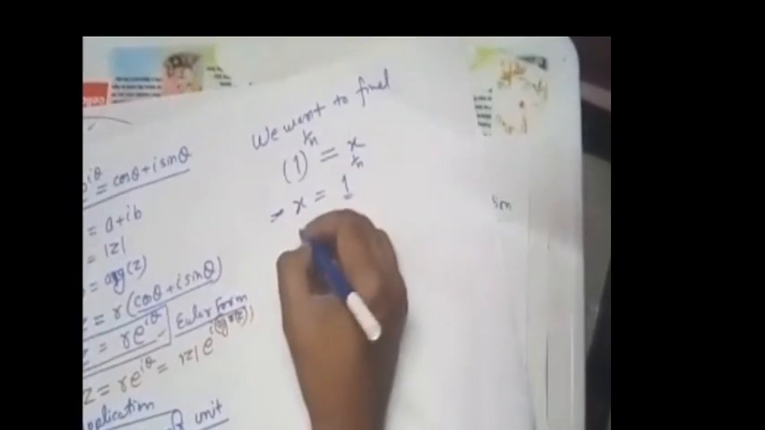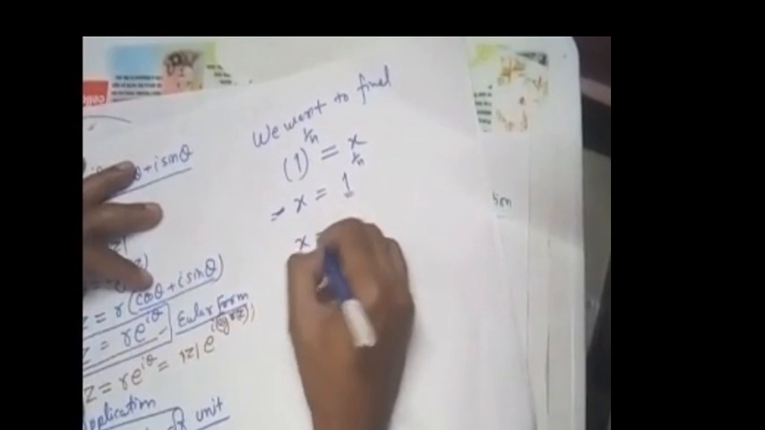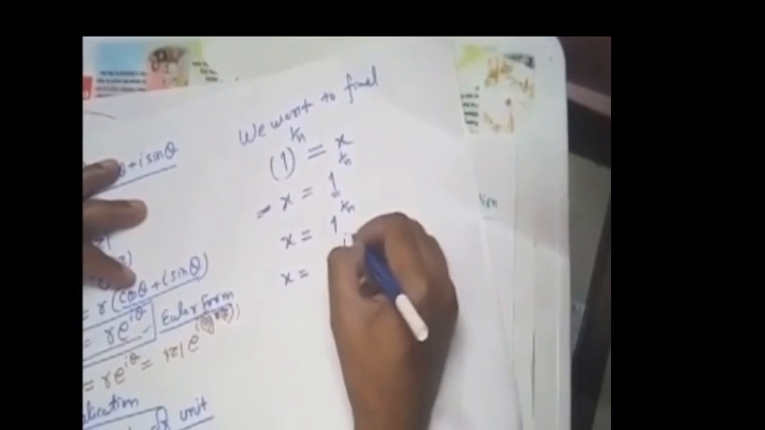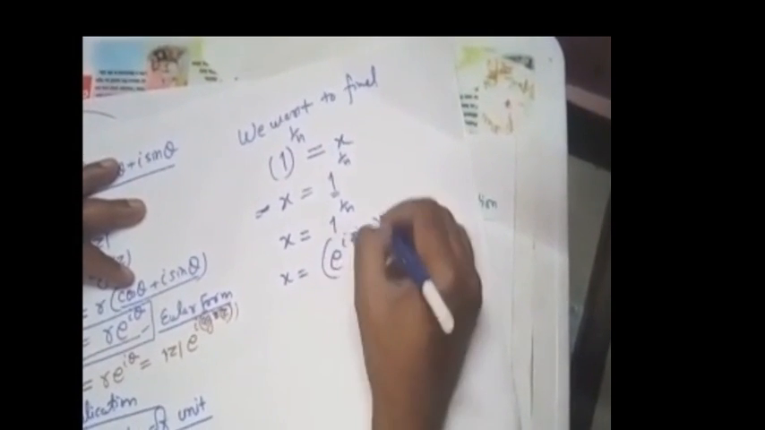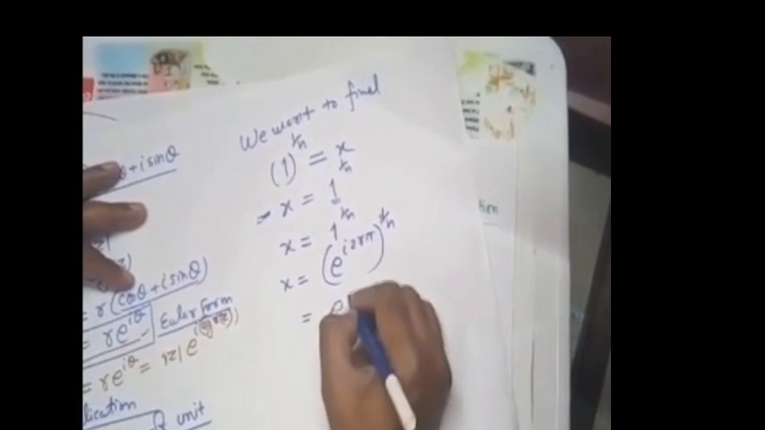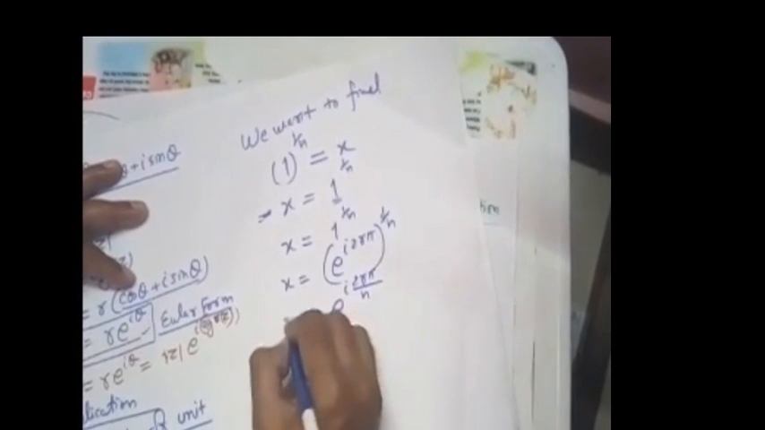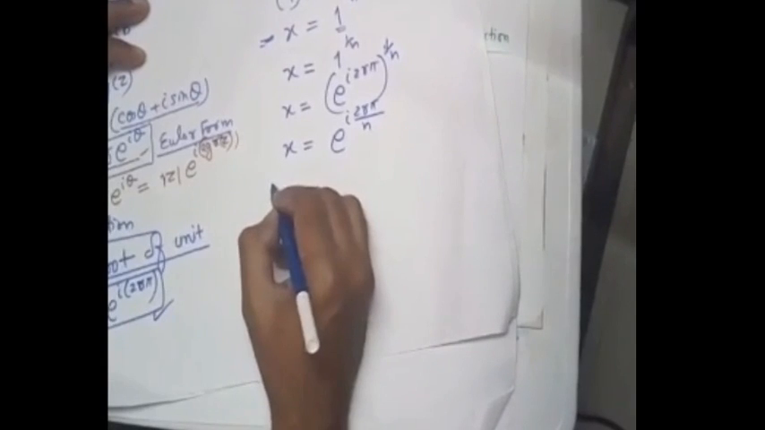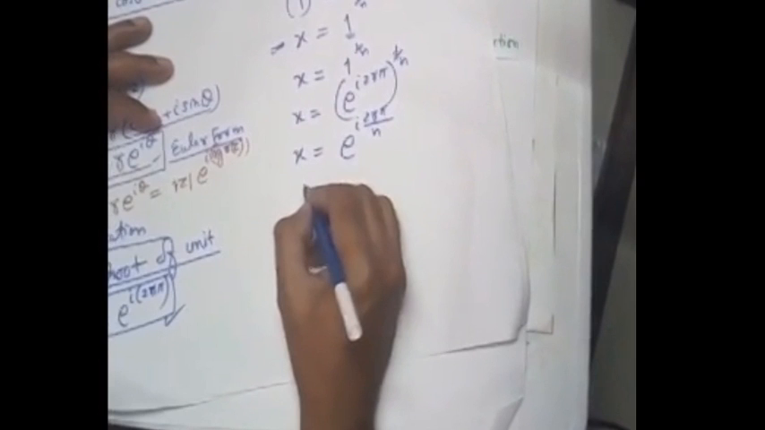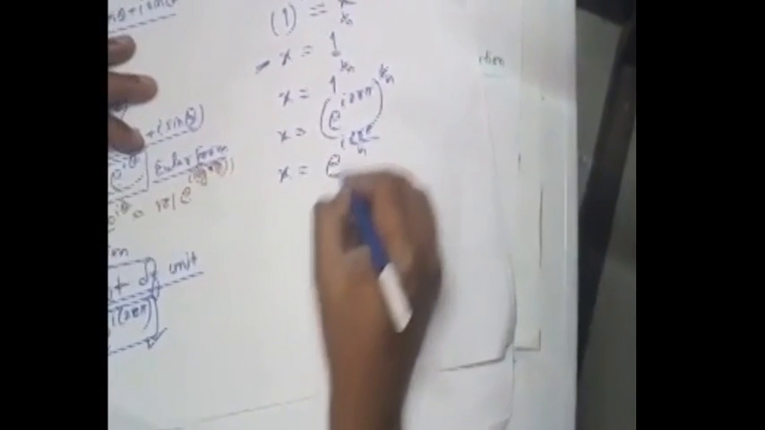When we convert 1 in polar form, then it will be this. What is the value of x? x is equal to 1 power 1 by n. x is equal to e to the power of i 2 pi r, whole power 1 by n. So e to the power of i 2 pi r by n. Now nth root means the number of roots will be n, and here we will find different values for the different values of r.